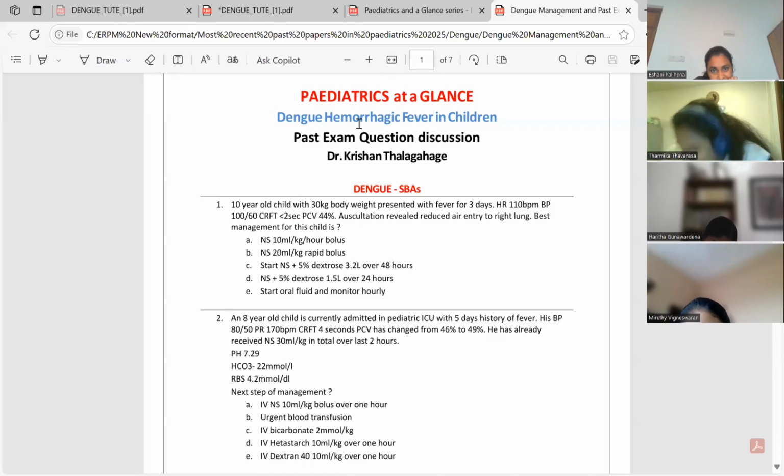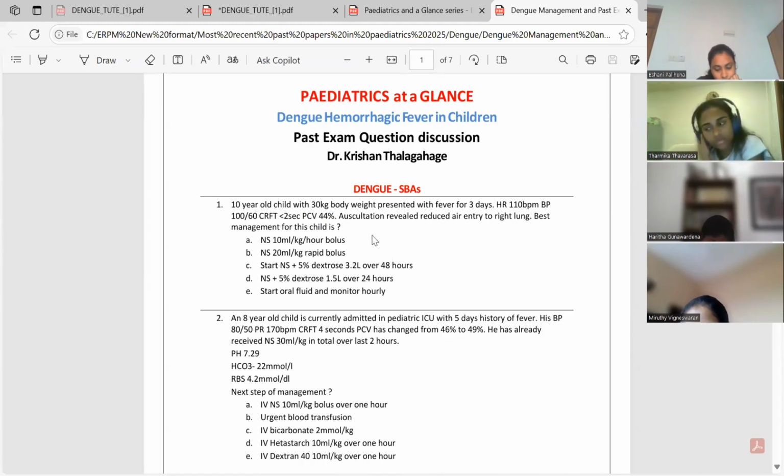Right. Now, when you look at this scenario, you see heart rate is slightly high. Blood pressure is normal. 100/60 is normal. Even the pulse pressure is normal, right? PCV is 44. So that is high, isn't it? I was discussing more than 42 is leaking. So this child is leaking.